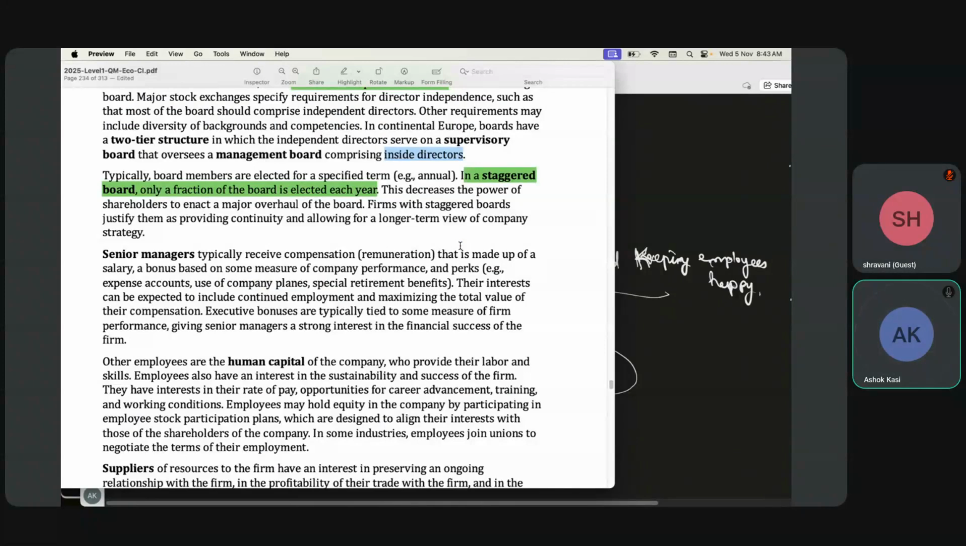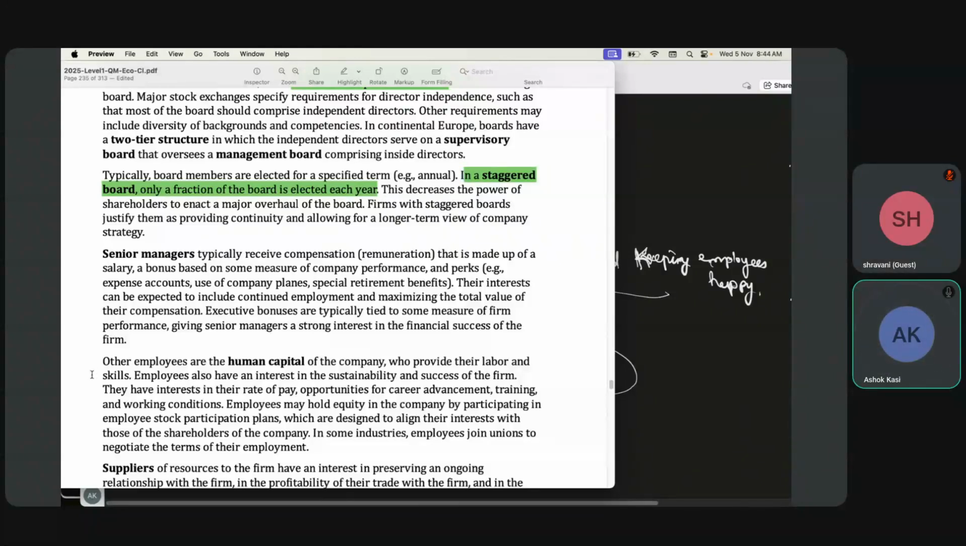Then typically board members are elected for a specified term. So normally in a staggered board, only a fraction of the board is elected each year. Normally 3 years or so they are appointed, as far as I can recollect. Okay.